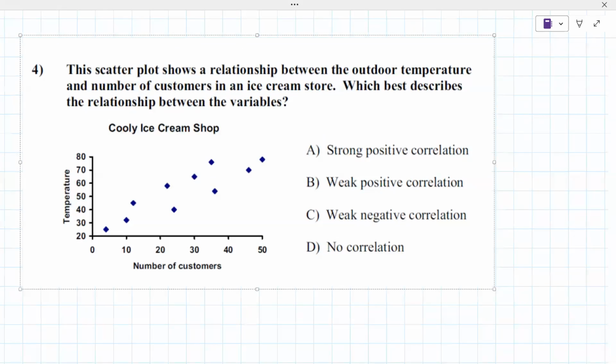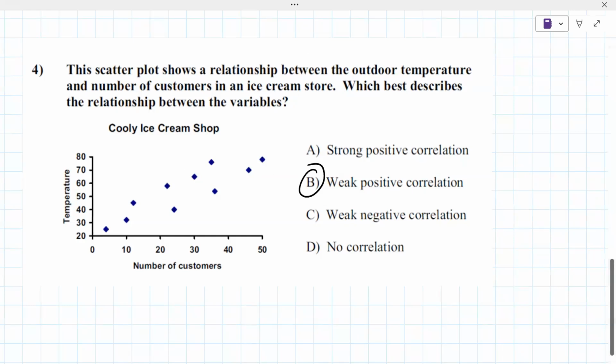Weak positive correlation. Okay. Now, why would this relationship be weak positive? Tell me in your own words what you see here. Well, I can see that the two dots at the bottom are on the line perfectly. And since it's going up to the right, it's going to be positive, but then all the other dots are not close to the line.